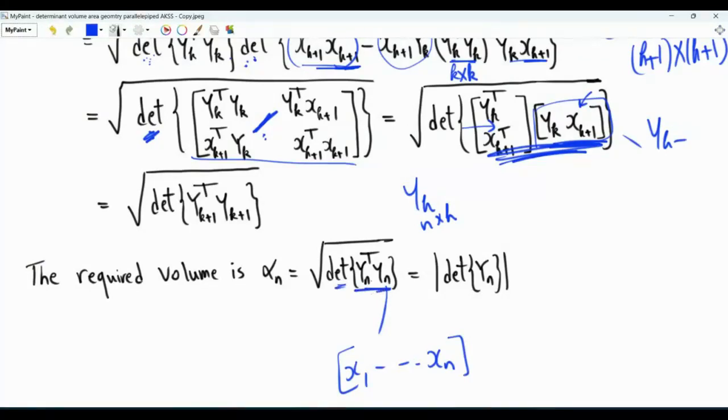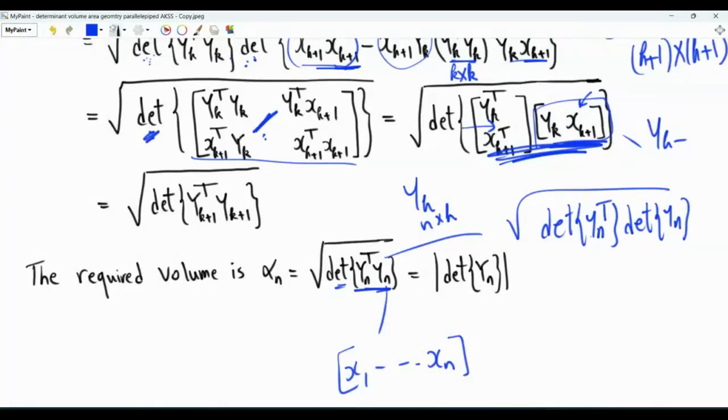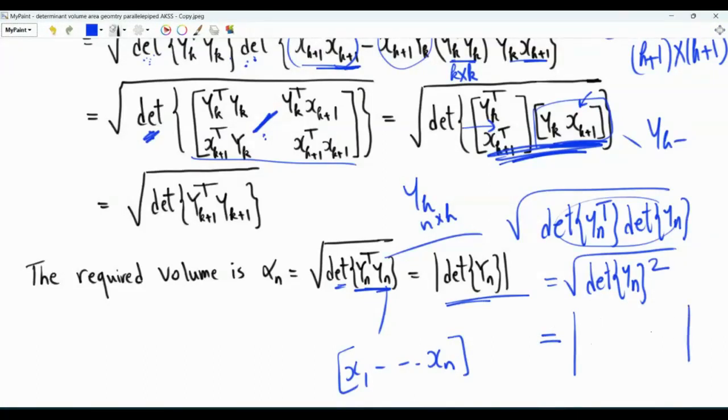And so the determinant of this product can be written as the determinant of yn transpose times the determinant of yn. And the determinant of the transpose of a matrix is the same as the determinant of the matrix itself. So what we have here under the square root is the determinant of yn squared. And so the required volume, if we use the n vectors, is the absolute value of the determinant of yn.